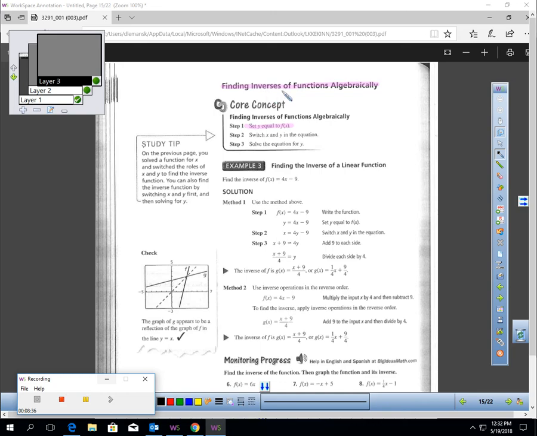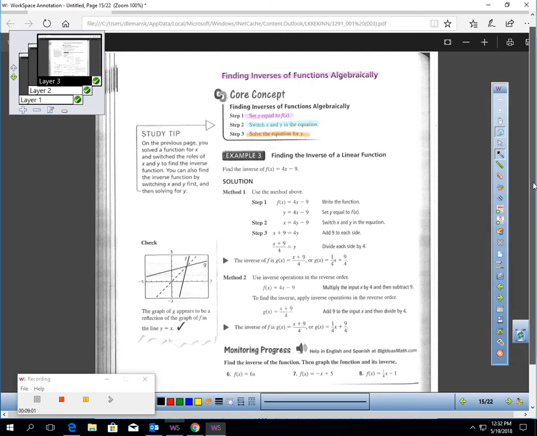Let's show how you can find the inverse of a function algebraically. It's easy. 3 easy steps. The first step, make f of x y. So we have y instead of f of x. Then switch the x and y in the equation around, and then solve for y. And you're like, I don't get that, okay? Let's do this one together, and I think you'll see it's easy to do.